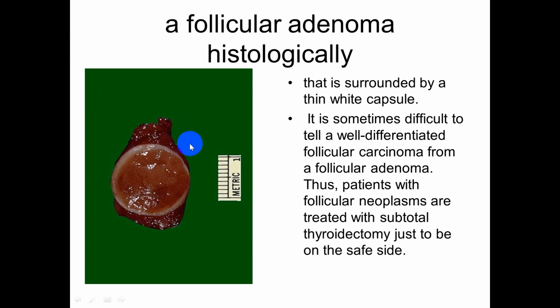This is macroscopically a picture of follicular adenoma. Histologically, it is surrounded by a thin white capsule. It is sometimes difficult to tell a well-differentiated follicular carcinoma from a follicular adenoma. Thus, patients with follicular neoplasm are treated with subtotal thyroidectomy, to be on the safe side.